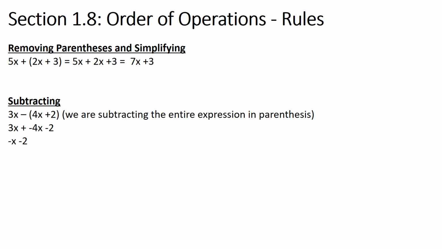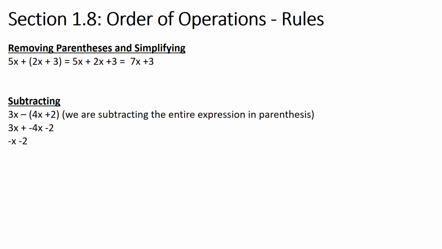Order of operations. We want to do everything in the parentheses first and then work our way out. Now this first part is pretty simple. 5x plus the component 2x plus 3. I'm adding everything there. So it's just 5x plus 2x plus 3. 5x plus 2x is 7x plus 3.